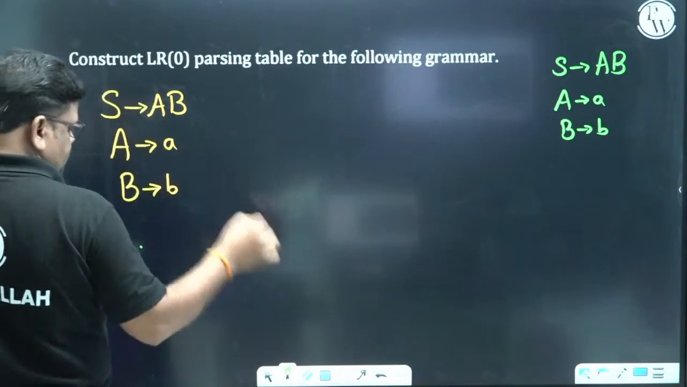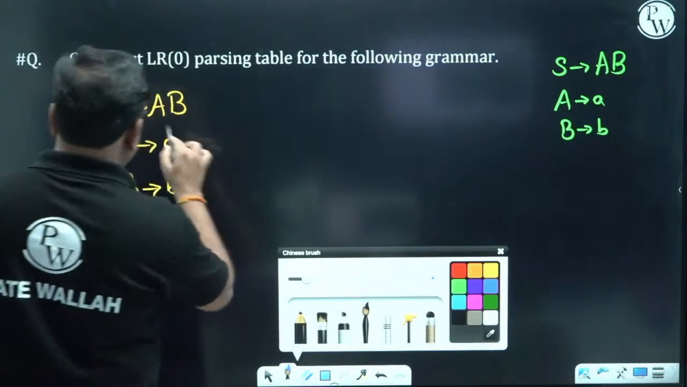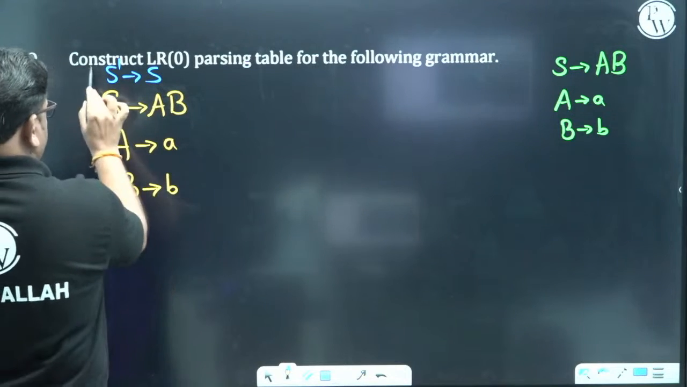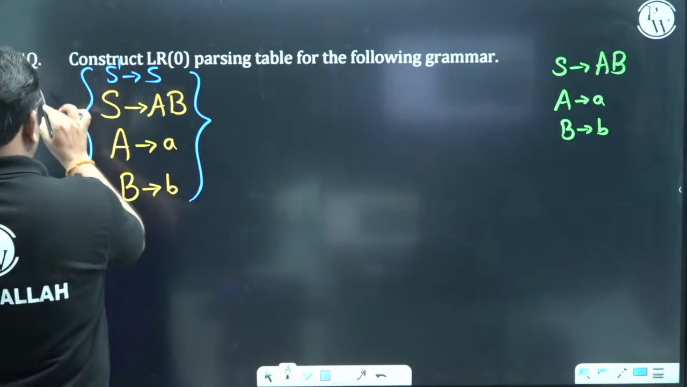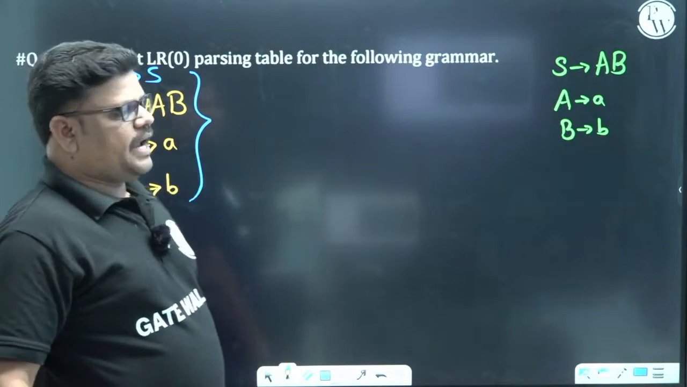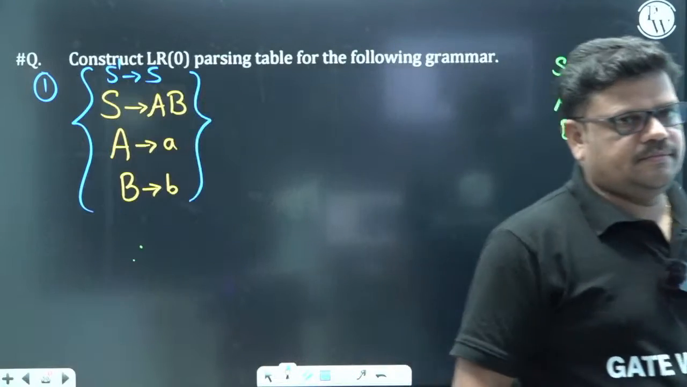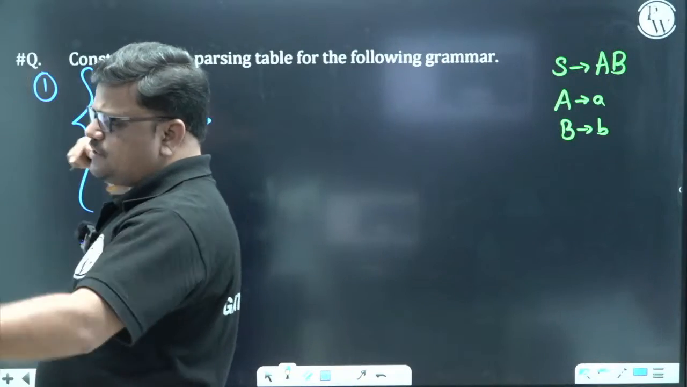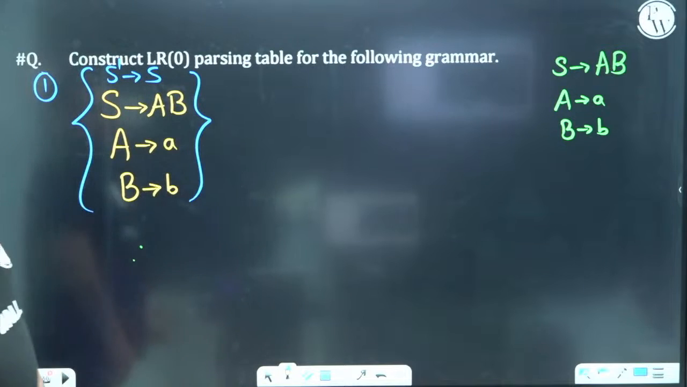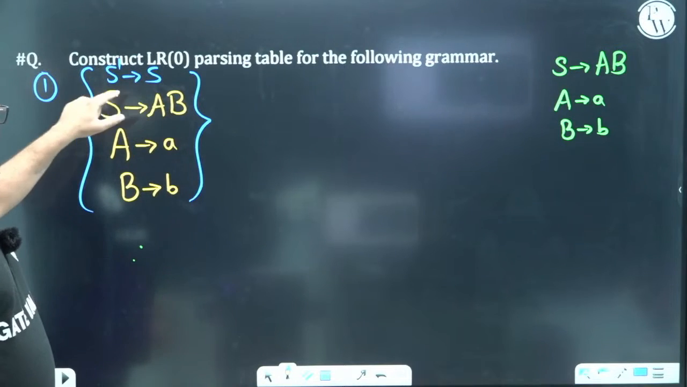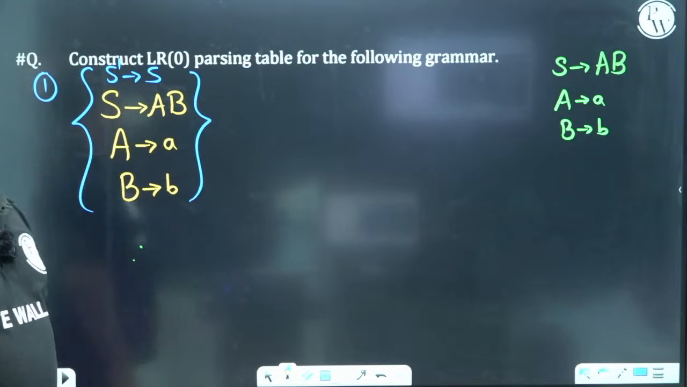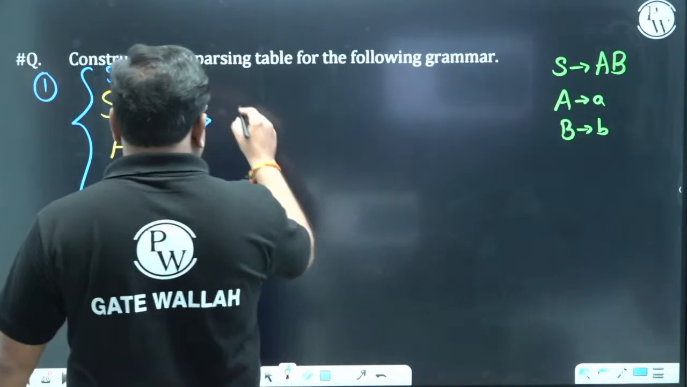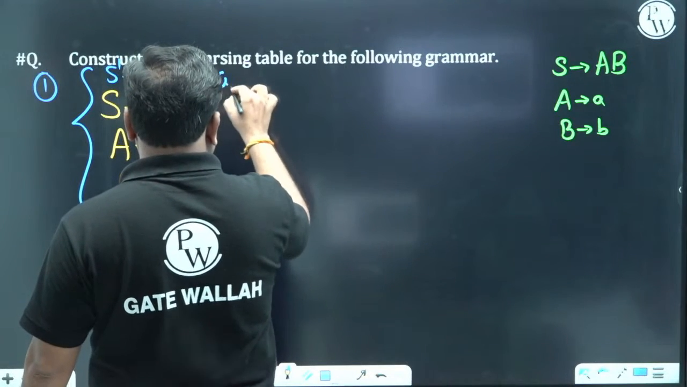Just by adding a new production, S dash to S. If you do this, our step 1 is completed. This is the augmented grammar. Is it clear? The augmented grammar construction is very simple: take the starting symbol into the right side and construct S dash to S. Next we construct the LR0 items DFA.